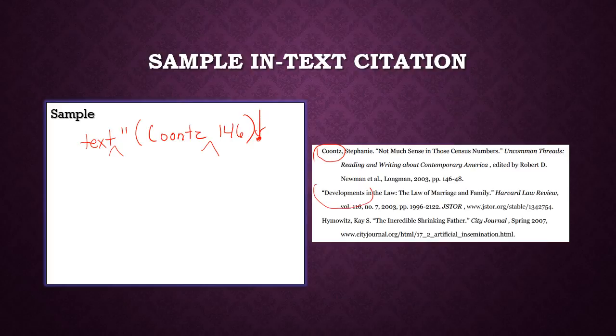Let's say I'm doing this one. Notice there's no author for this one. If there's no author, you skip it. You skip whatever is in that list that you don't have. You just skip it. So if there's no author, you skip the author. So I still want to use the first word here. So let's say I'm going to cite this second source. I would have my quote. Oops, I don't know why it's doing that. And then instead of putting a name, I'm going to put Development.